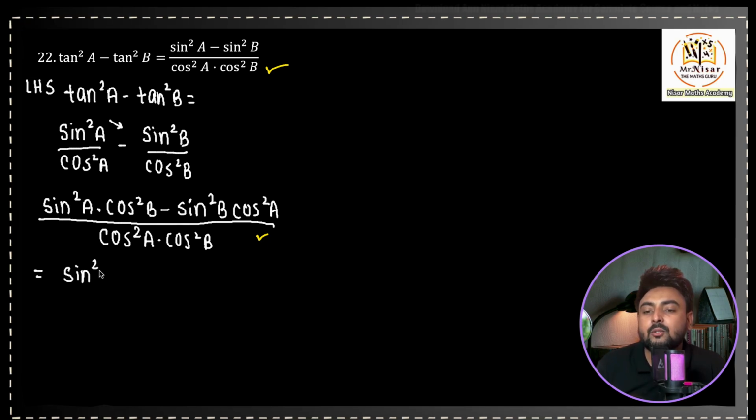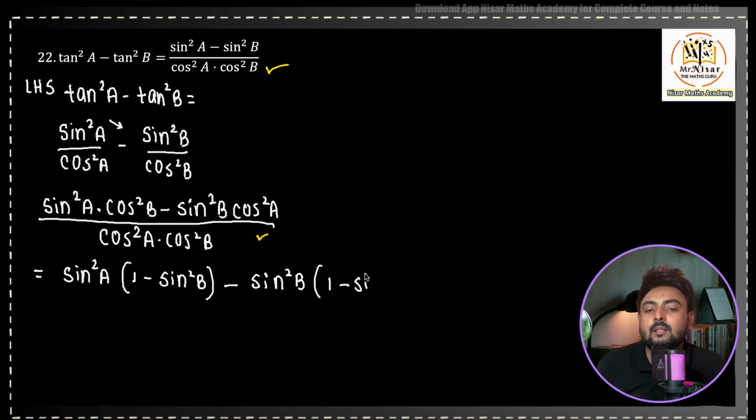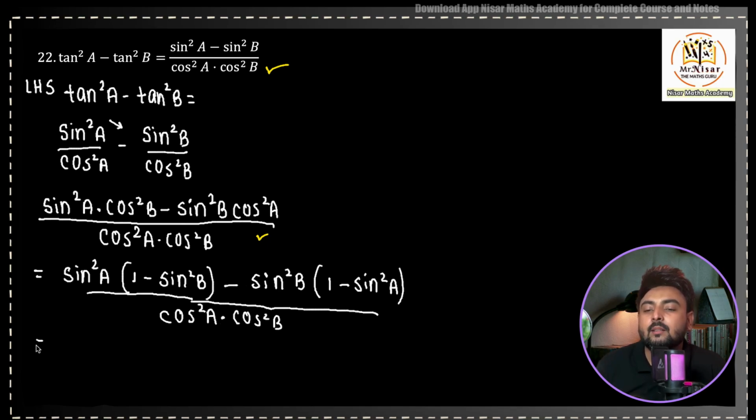So can I write here sine square A? Now this cos square B, what will I write? Cos square B will be 1 minus sine square B, the first trigonometric identity. Minus sine square B I will write as it is, and cos square A I will write as 1 minus sine square A, upon cos square A into cos square B. Okay, then how to proceed ahead? I will multiply here sine square A with the bracket.